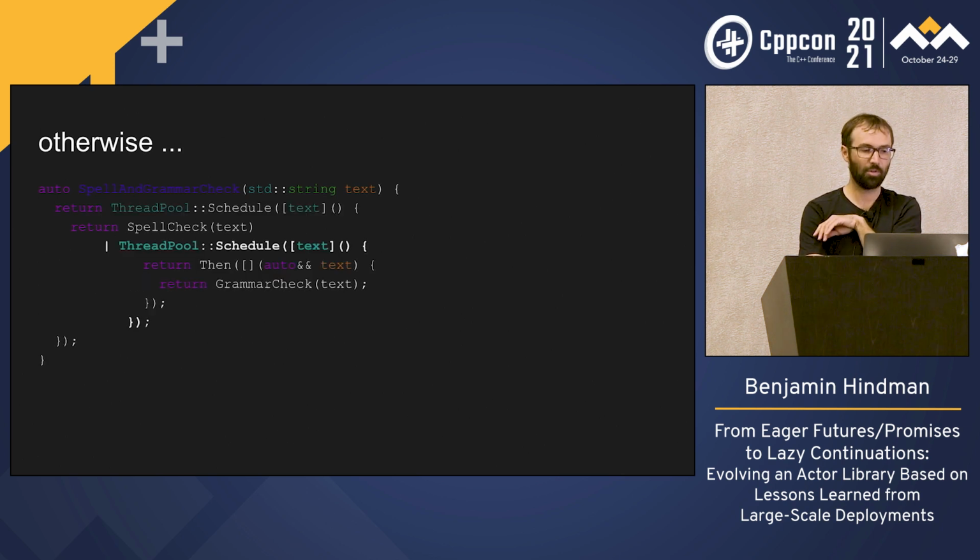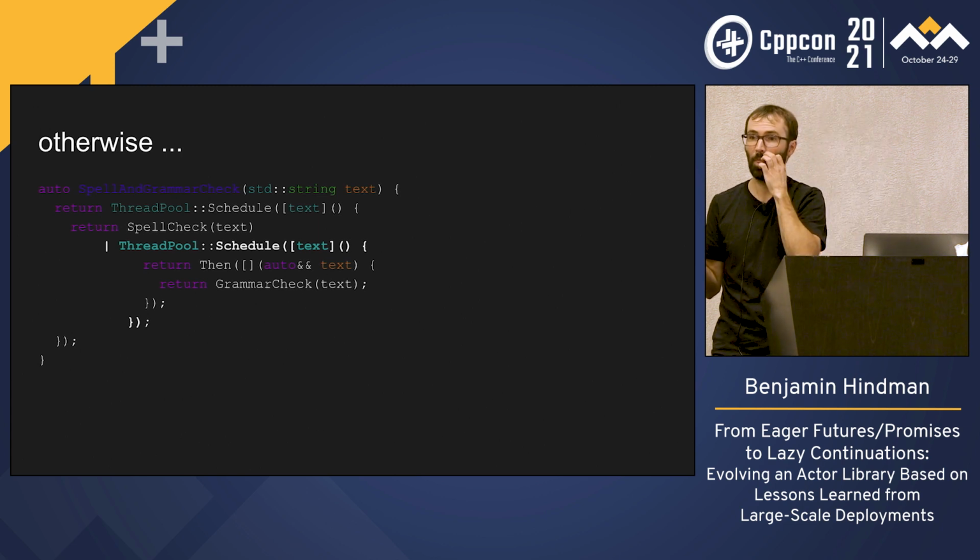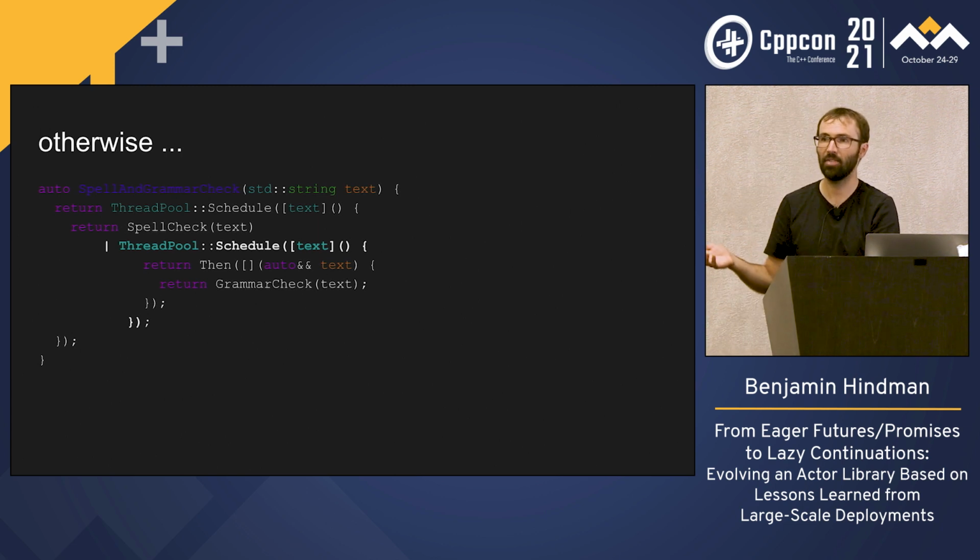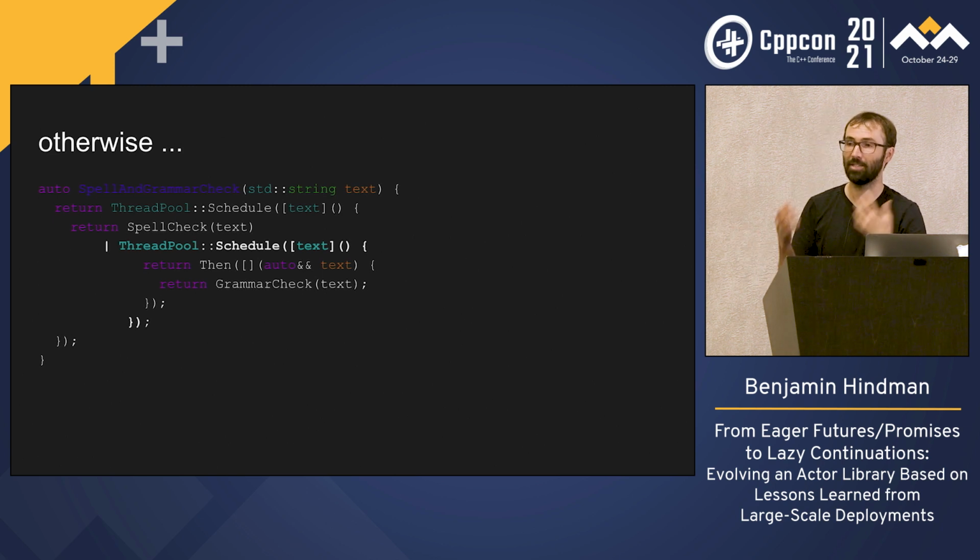After SpellCheck returns, we're going to get back on the thread pool. So why do we need to get back on the thread pool? Well, because SpellCheck continues on the event loop. So we've got to get off the event loop and get back on the thread pool. To be defensive as a programmer, I've got to think every single time about getting off the previous computation and getting on this one.